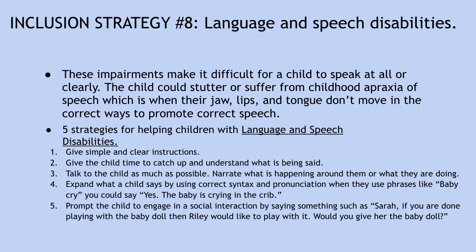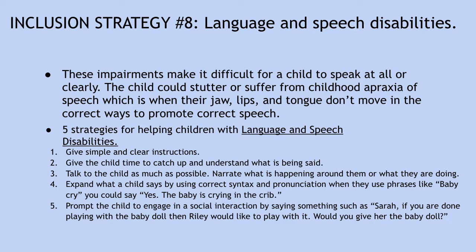And 5 strategies for helping children with language and speech disabilities would be: give clear and simple direct instructions. So don't add too many words for them to catch on to. Give the child time to catch up and understand what's being said. Talk to the child as much as possible. Narrate what is happening around them and what they are doing. Expand what a child says by using syntax and pronunciation when they use phrases like "baby cry." You could say, "Yes, the baby is crying in the crib."